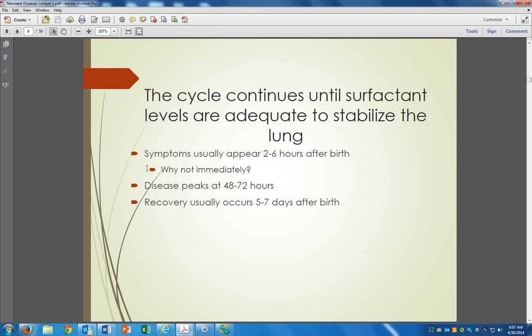The initial disease process will peak at 48 to 72 hours, and it takes anywhere from 5 to 7 days after birth to recover. Now, this is assuming we treat it properly with surfactant therapy and adequate ventilator support.